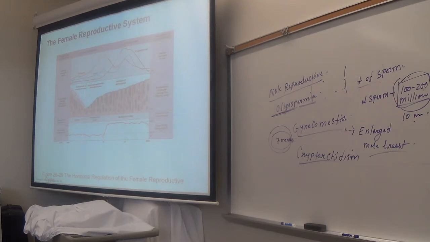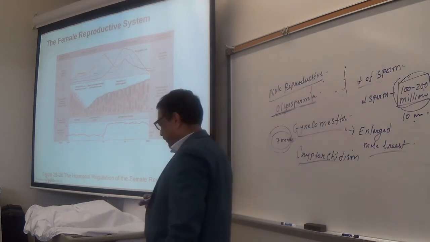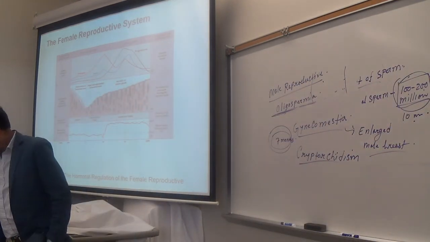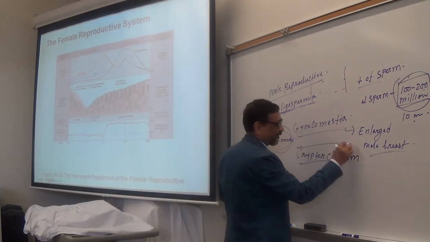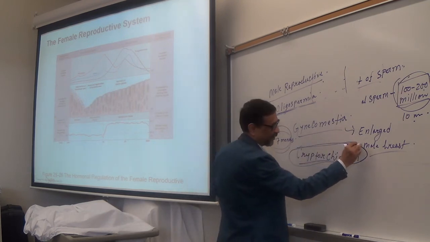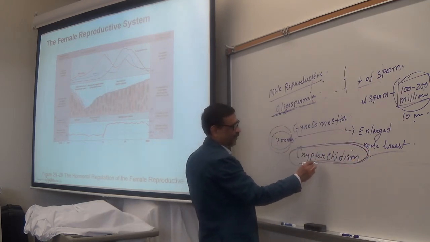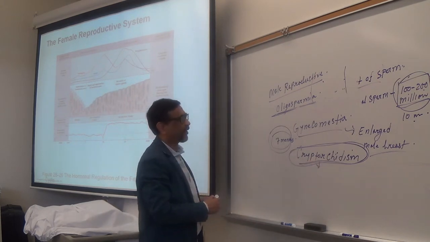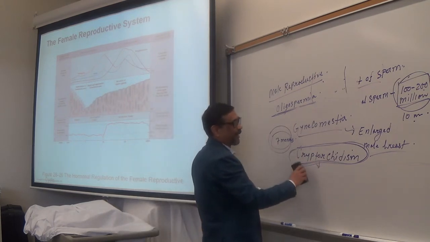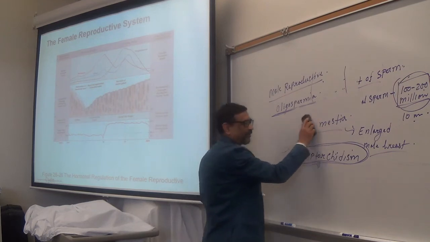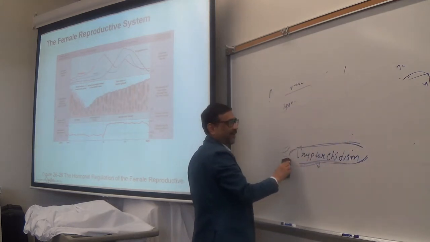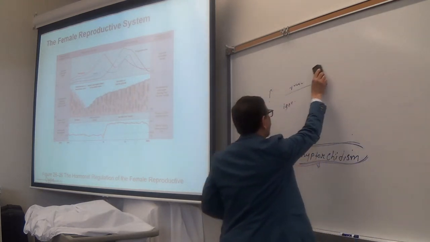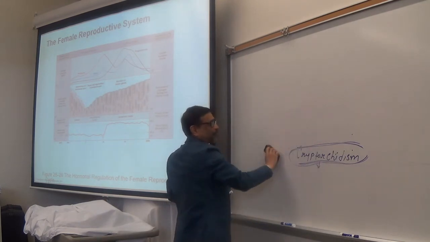Cryptorchidism, in that case, sometimes people don't know that the testis is remaining inside the abdominal cavity. And of course, in cryptorchidism, infertility will occur. So those are common male reproductive disorders. Okay? This is undescended testis or testicles.